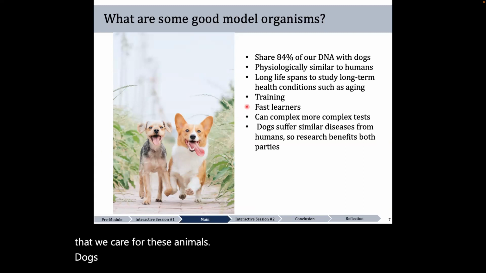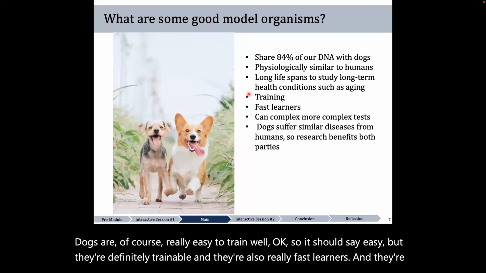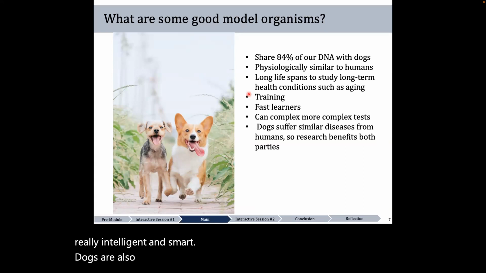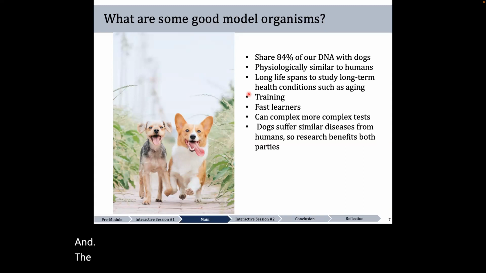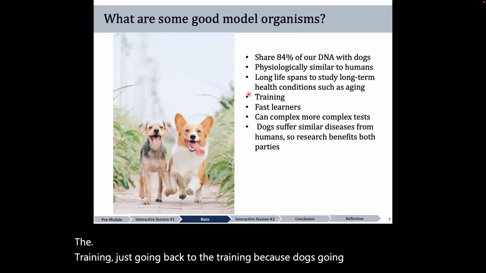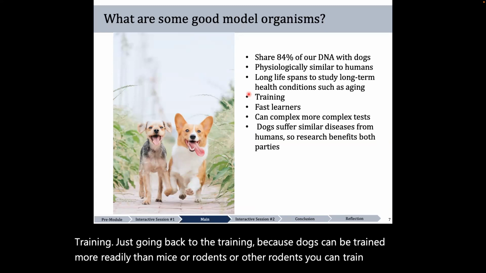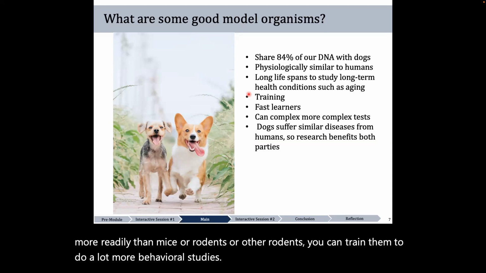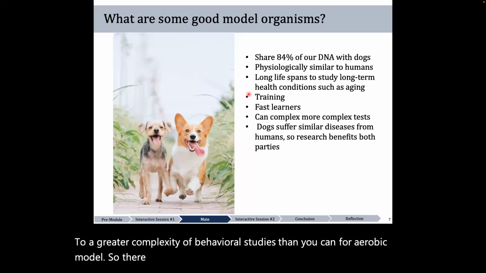Dogs are, of course, really easy to train. Well, okay, I should say easy, but they're definitely trainable. And they're also really fast learners and they're really intelligent and smart. Dogs are also known to suffer from similar diseases to humans, such as diabetes, epilepsy, cancers, eye diseases. And just going back to the training, because dogs can be trained more readily than mice or other rodents, you can train them to do a lot more behavioral studies, to a greater complexity than you can for a rodent model. So yeah, they are truly man's best friend.